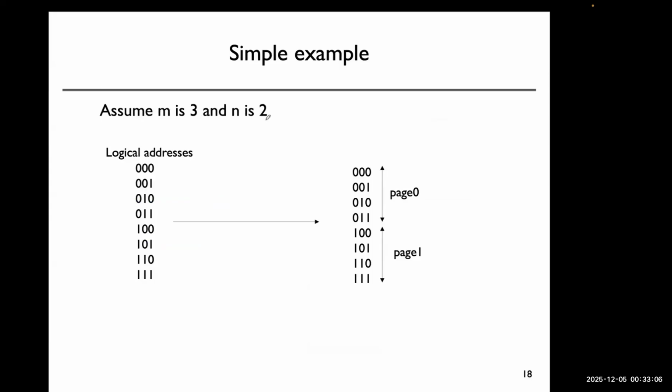And N is equal to 2 means what? How many memory locations do we have in one page? 2 raised to power 2, which is equal to 4, right? So in one page we have 4 memory locations, right? So it means that we simply divide our total memory space into two pages, because the first page, page 0, covers the first 4 locations, and the next page covers the next 4 locations or 4 addresses.